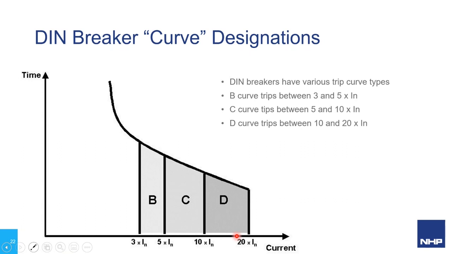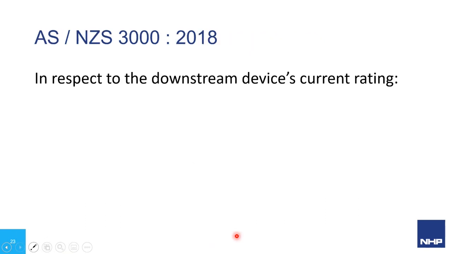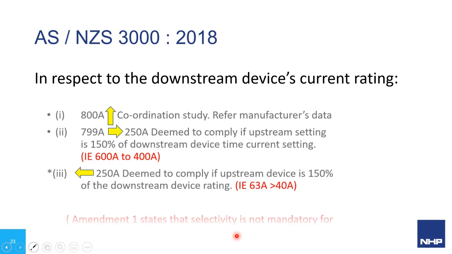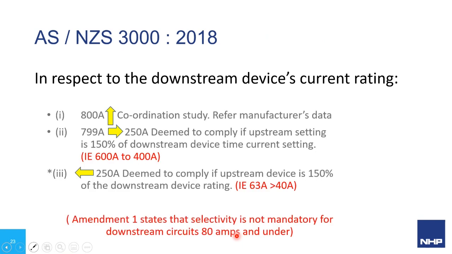These trip characteristics can have a bearing on their use and suitability for applications where selectivity is required at the instantaneous level as well as the thermal time current level. Let's have a look at AS/NZS 3000:2018 in respect to the downstream device's current rating and what it says. For current ratings of the downstream device greater than or equal to 800 amps, discrimination or selectivity shall be provided by a coordinated study using manufacturer's data.